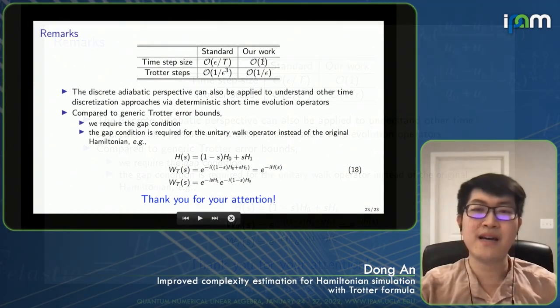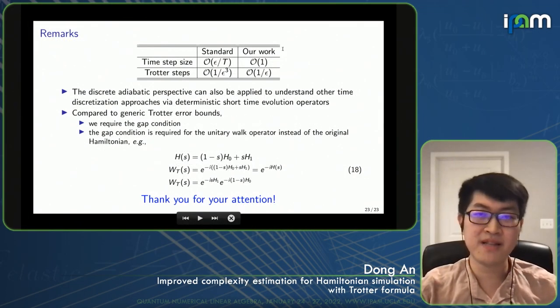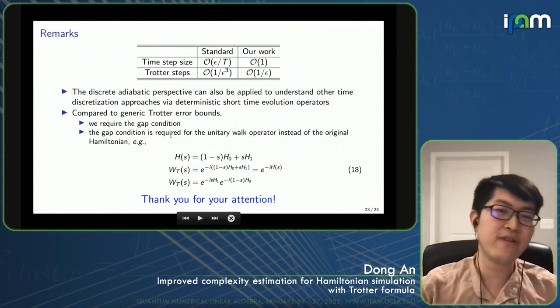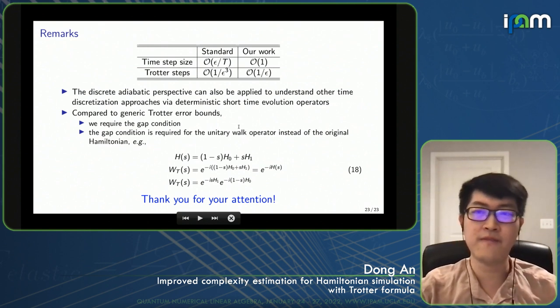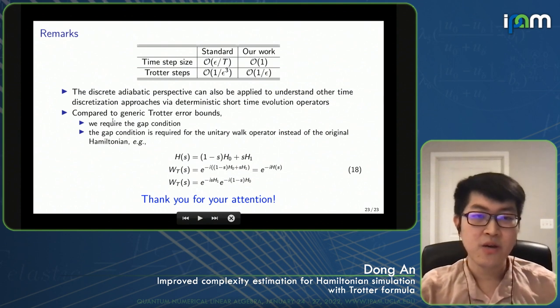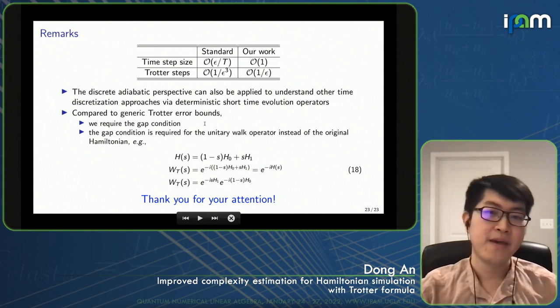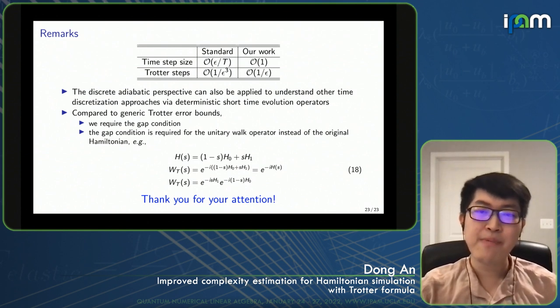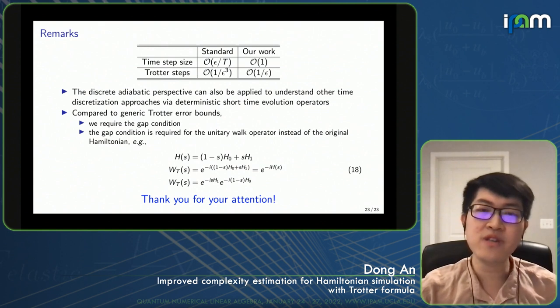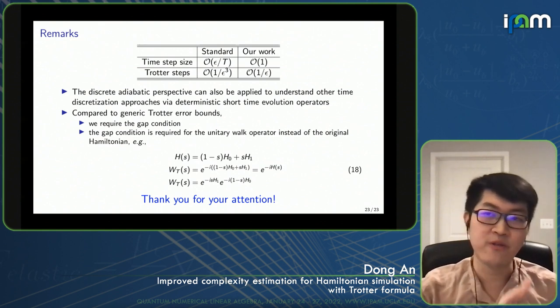It seems that our conclusion is quite strong, but if we compare with the generic Trotter error, there is a caveat to our result. We actually require more assumptions. That is, we require the gap condition, while in the generic theory for the Trotter error, there's no gap condition. Furthermore, the gap condition is required for the unitary walk operator instead of the original Hamiltonian.